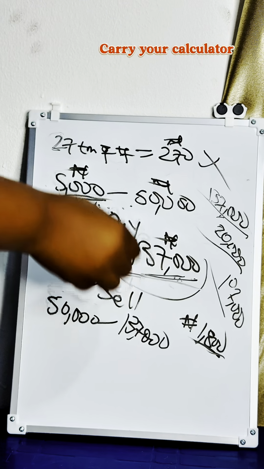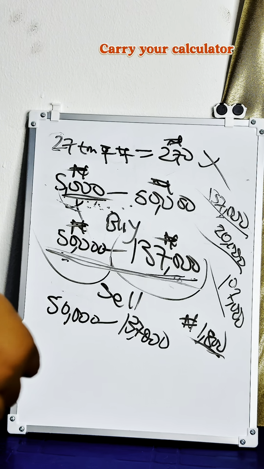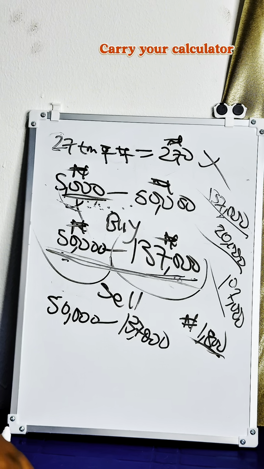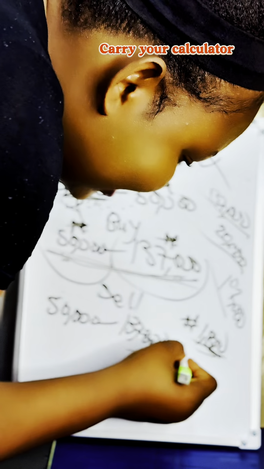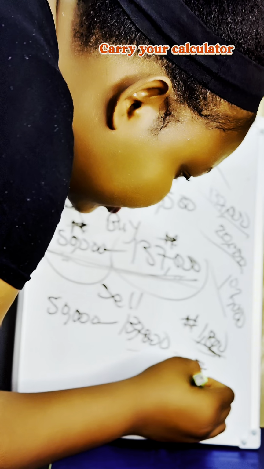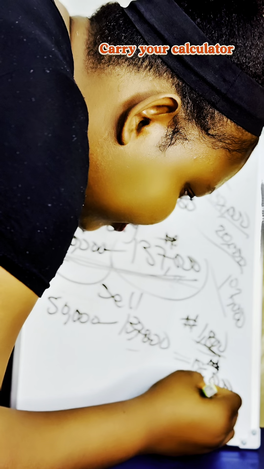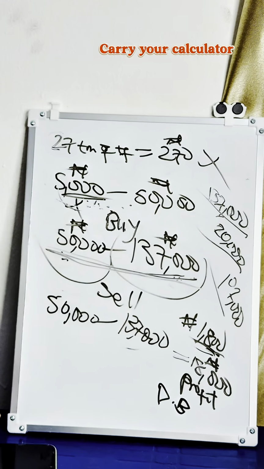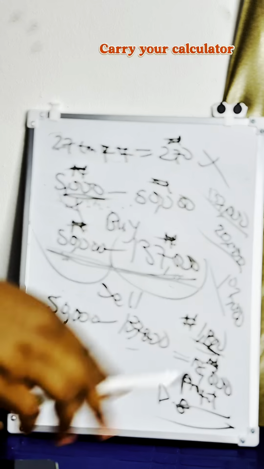So with this format, let's say you carry out this transaction 10 times, because it's not a one-time thing. Let's do 1,800 times 10 times. You'll be getting 18,000 naira profit on a daily basis. This is mad profit. Now I said just 10 times, so that is if you are lazy.